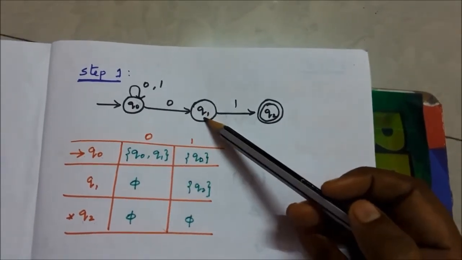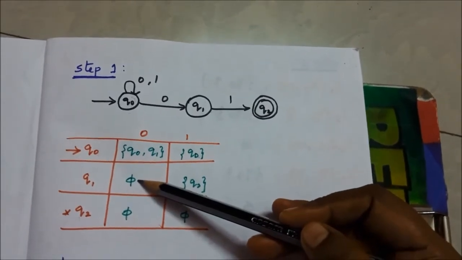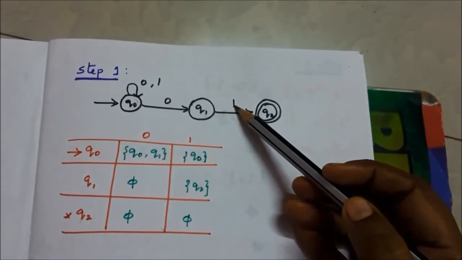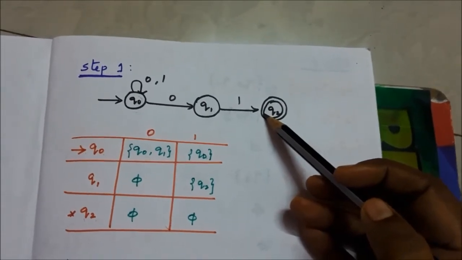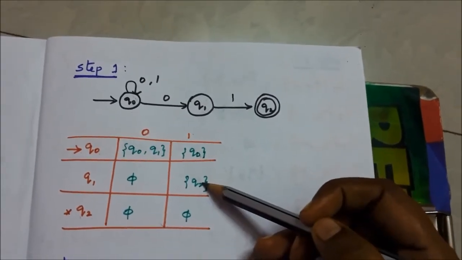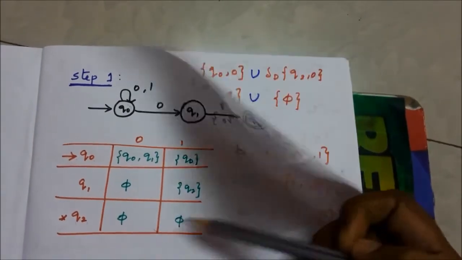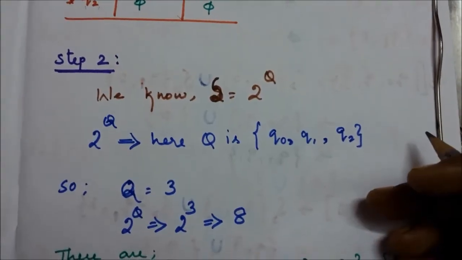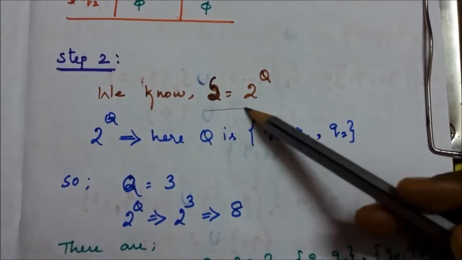And similarly for Q1, there is no 0 input, so I have mentioned it as phi, that is the null value. And next, if we give 1 as an input to Q1, then it transitions to Q2, so for input 1 on Q1 I have given Q2. For Q2, there is no input, either 0 or 1, so I have mentioned both as null values. This is step 1.